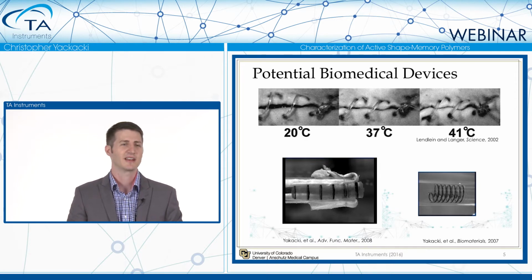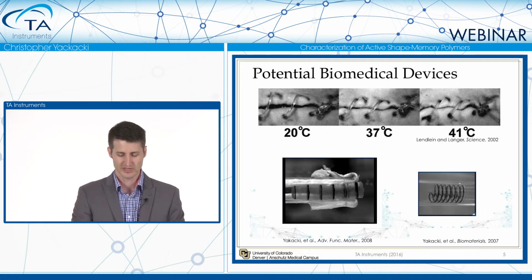But in this case, you could take it out of the hands of the doctor and put it into the design of the material to keep it as the optimal force to pull it together. Some things that I've looked at in the past was using these materials for soft tissue fixation.